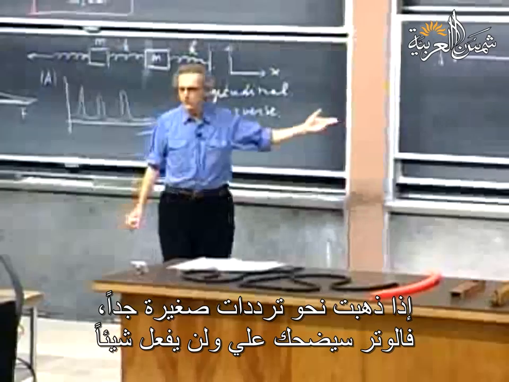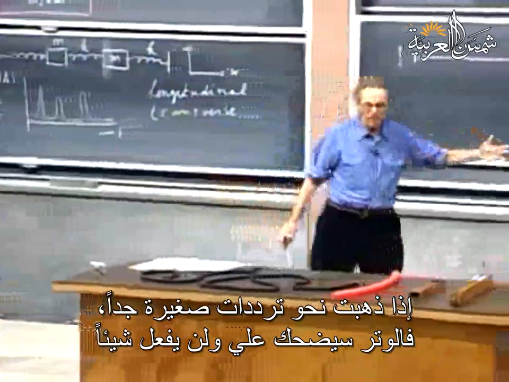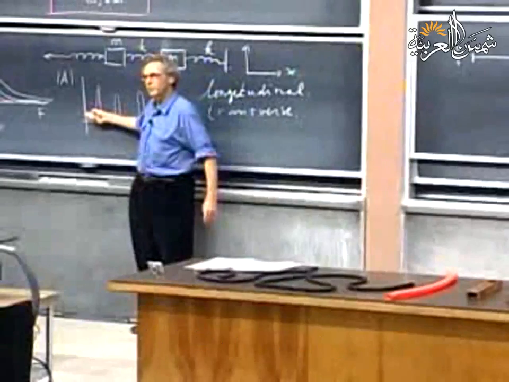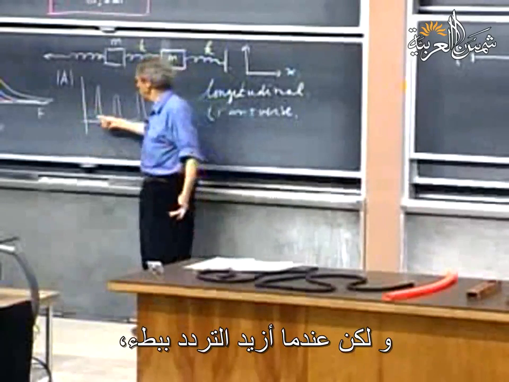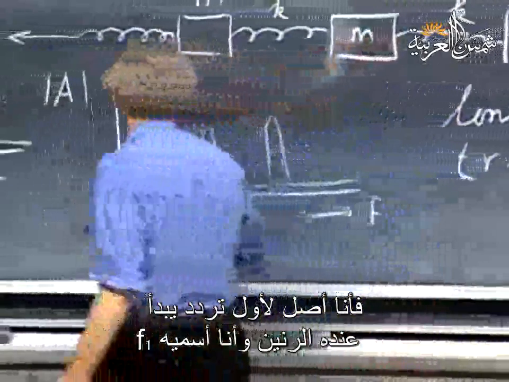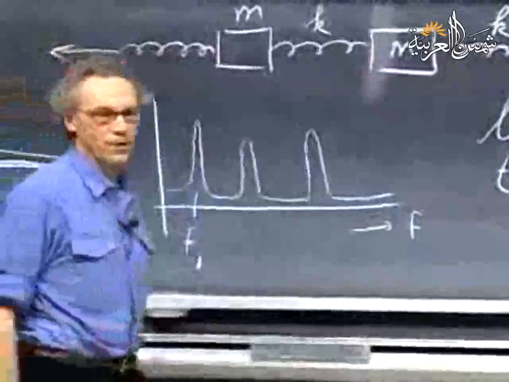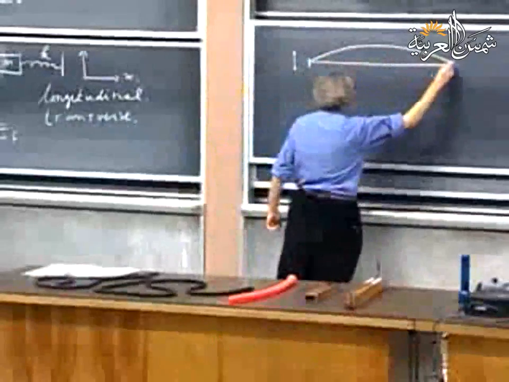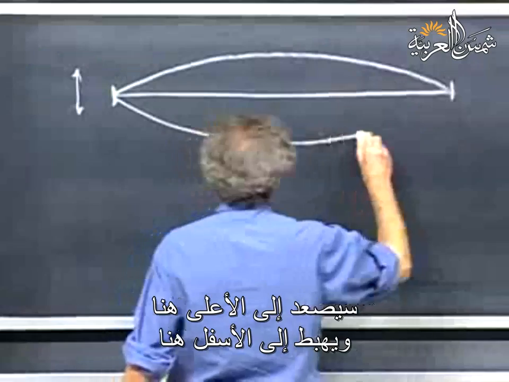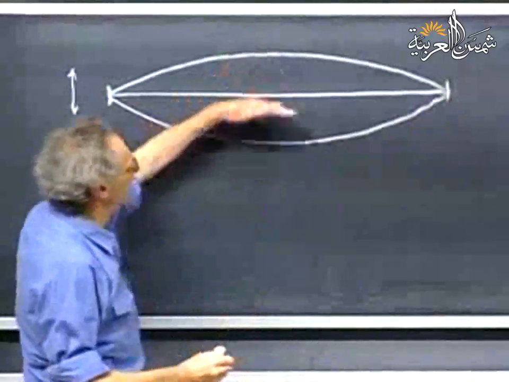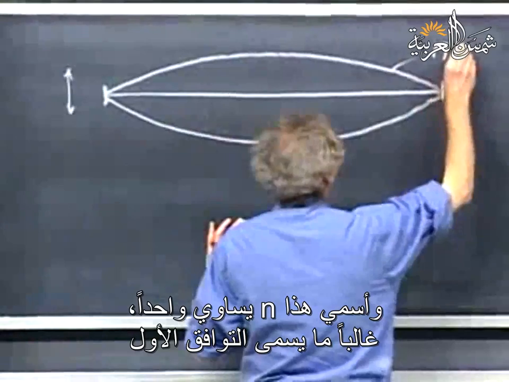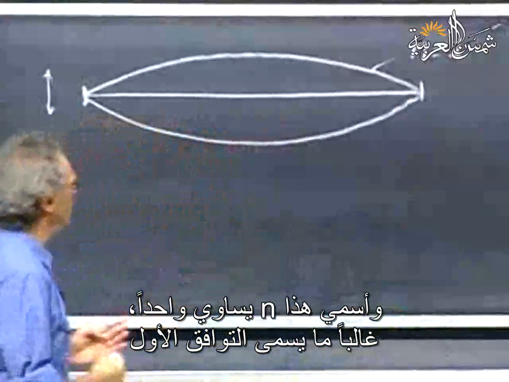If I go with very low frequencies, the string laughs at me. The string does nothing. It's just bored. It doesn't respond to me. I am somewhere here in the resonance curve. But then when I increase the frequency, slowly I hit the very first frequency at which it likes to oscillate. I call that F1. And when I look at the string, and you will see that shortly, the string will oscillate like so. It will go up here, and it will go down here. And all it will do is this. That's its first resonance, and I call this n equals 1, often called the first harmonic.